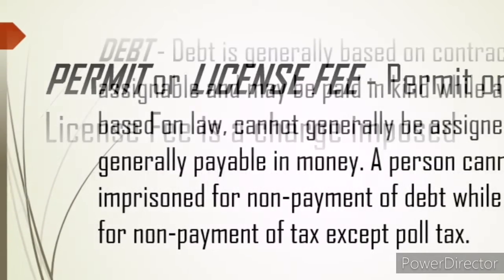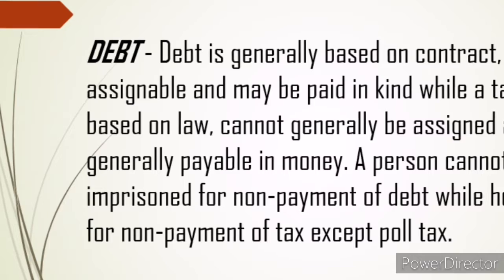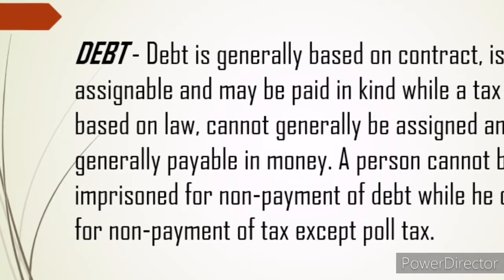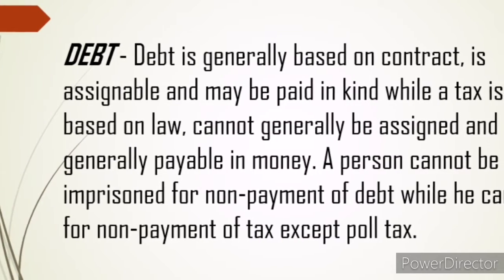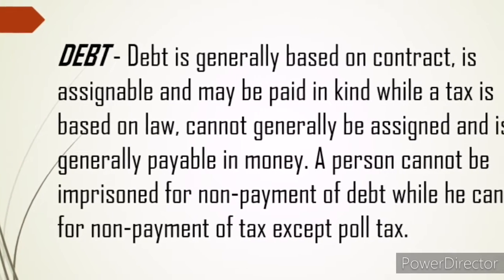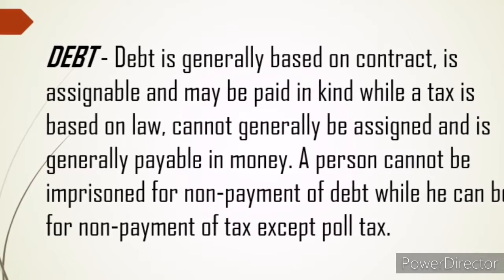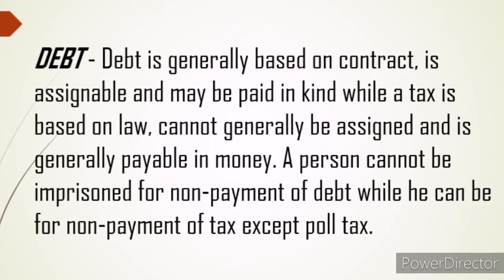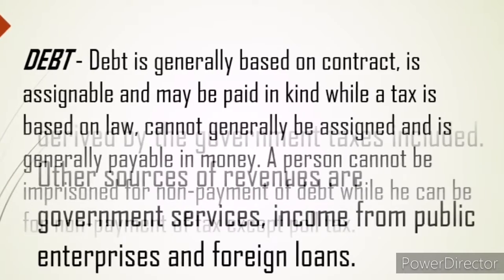Number 5, from debt. Debt is generally based on a contract, is assignable and may be paid in kind, while a tax is based on law, cannot generally be assigned and is generally payable in money. A person cannot be imprisoned for non-payment of debt, while he can be for non-payment of tax, except poll tax. A tax is considered a debt for purposes of remedies for its enforcement.